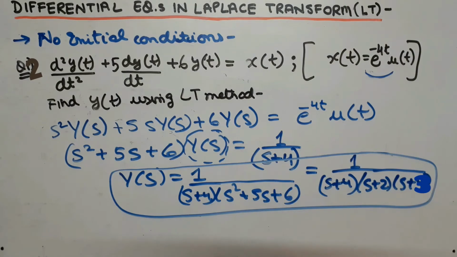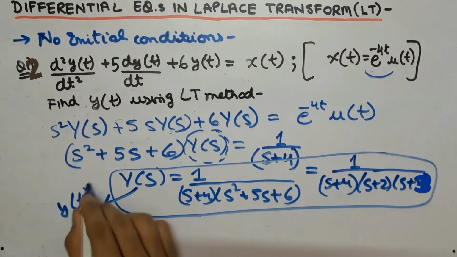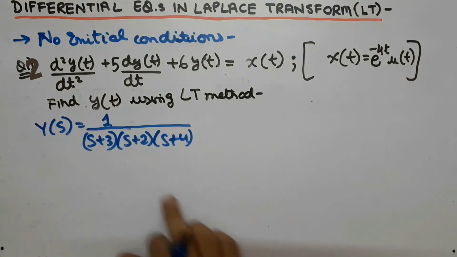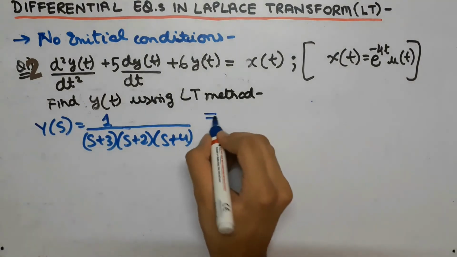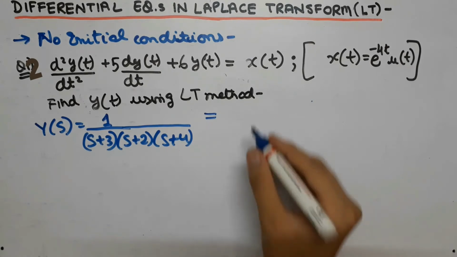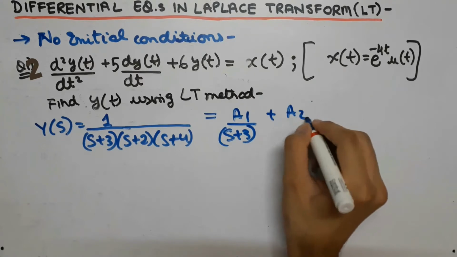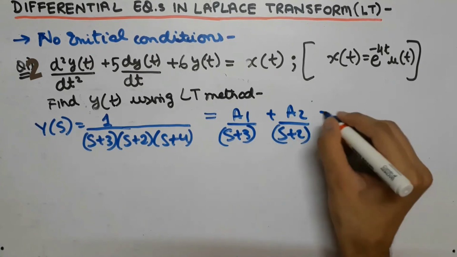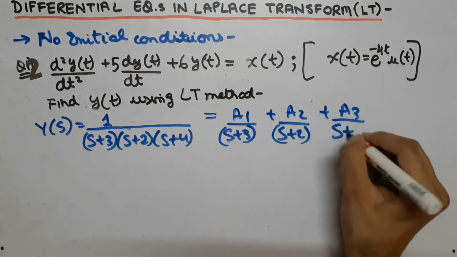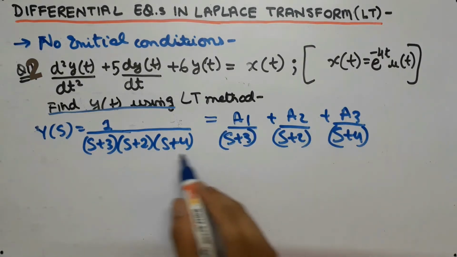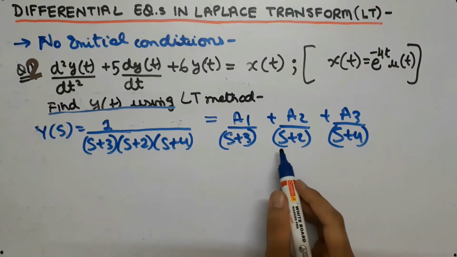Now we have to perform ILT on it, that is, we will have to convert Y(s) into the form of y(t) as asked in the question. Now first of all, we are going to apply partial fractions over this. So now previously we obtained this, now we are going to convert it into the form of partial fractions. That is, we will write a1 upon s+3 plus a2 upon s+2 plus a3 upon s+4. Now guys, we are first going to solve this part of the equation, and we will cancel the denominator from the LHS and the RHS.